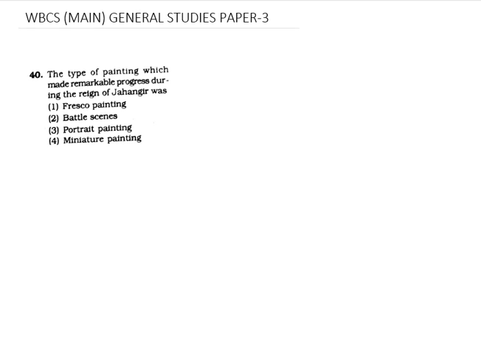Hello, today we are going to solve one question from WBCS Mains General Studies paper 3. So let's start with it. The type of painting which made remarkable progress during the reign of Jahangir was whether it is fresco painting or battle scenes or portrait painting or miniature painting. So we need to find the right answer among these given four options.